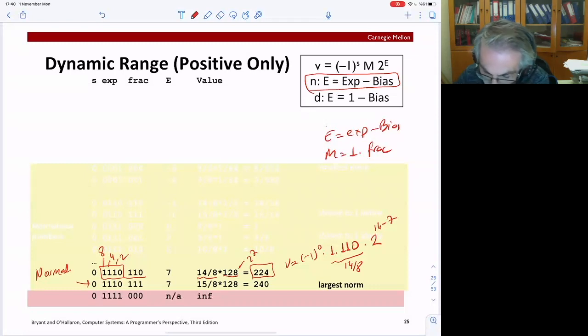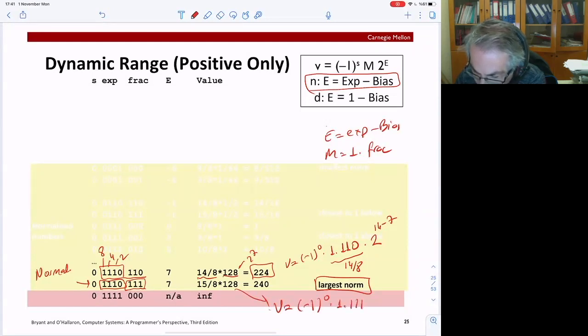Now we go one more with this representation, and this is the largest normalized number. In this case, my exponent is not all ones, it's just one below this. My fraction is all ones. And in this case, the value here is minus 1 to the power 0, 1.111, times 2 to the power, again, 14 minus 7, and this is 240.